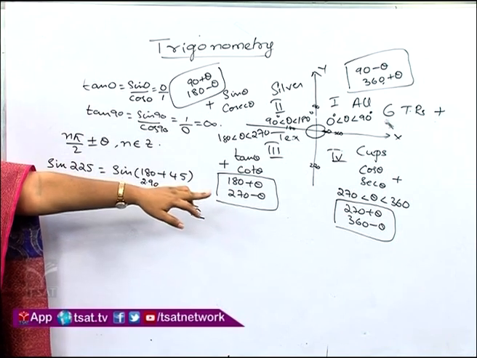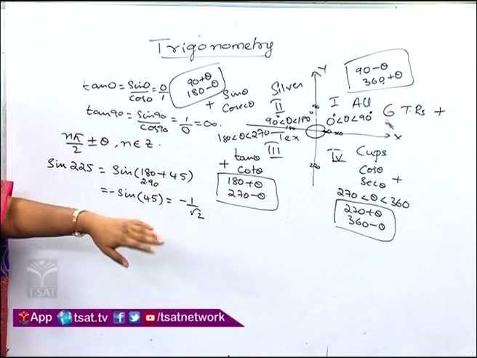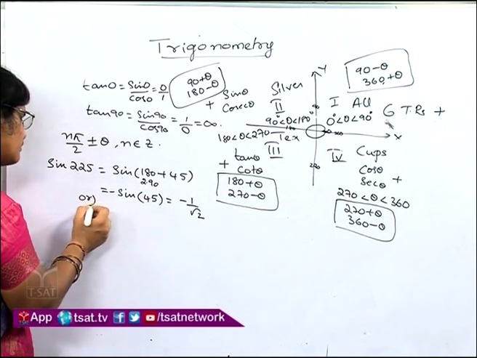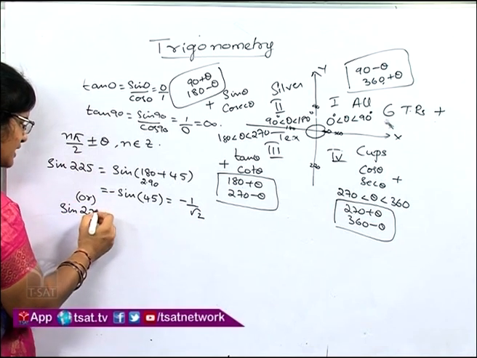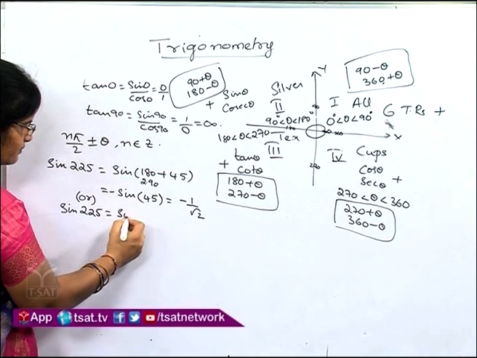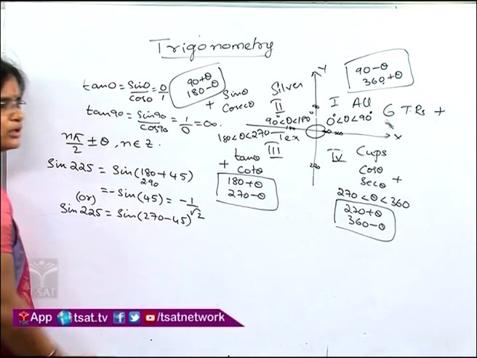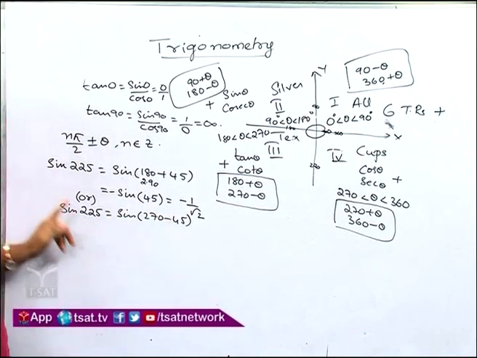180 plus theta falls in the third quadrant. And sine 45 value is 1 by root 2, we have just seen, children. Okay. And another way we can also derive this: sine 225 we can write as sine 270 minus 45, which is also nothing but 225. 270 minus 45 is 225.